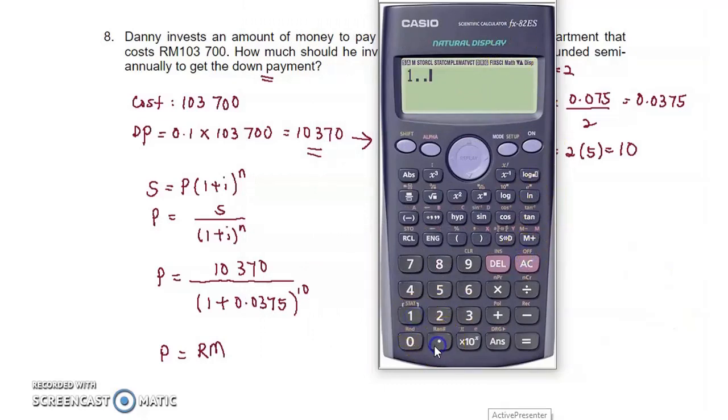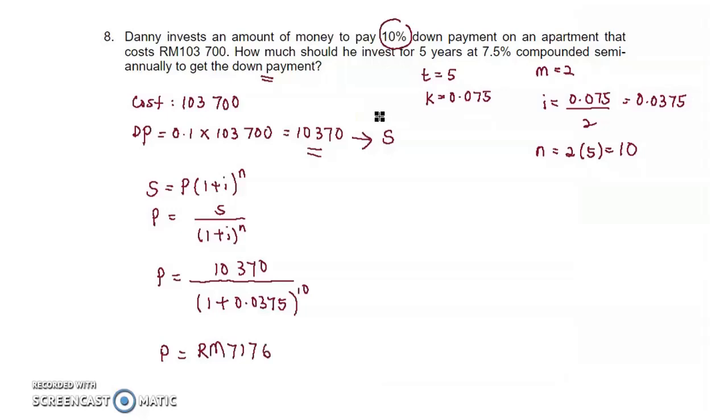So 1.0375 to the power of 10, then 10,370 divided by the answer. So 7176.25. So in another 5 years, in order to get this amount back, Danny should save, or invest, 7,176 ringgit and 25 cents in order to get the down payment back. Okay.